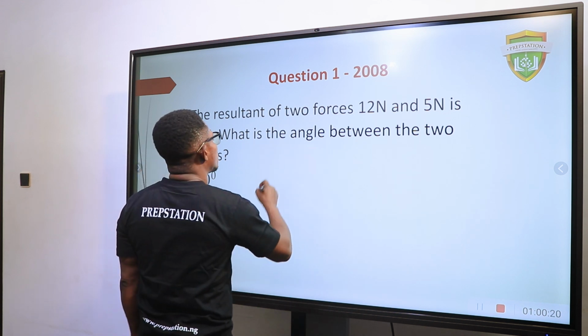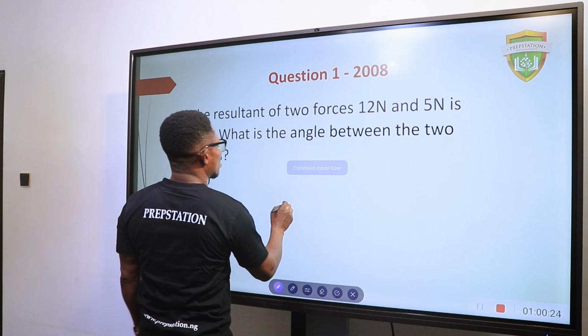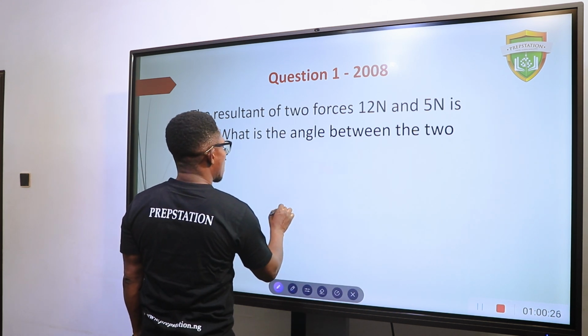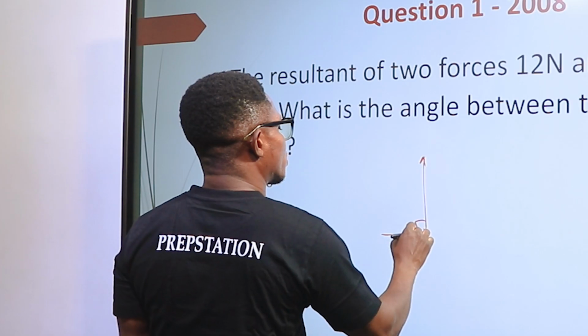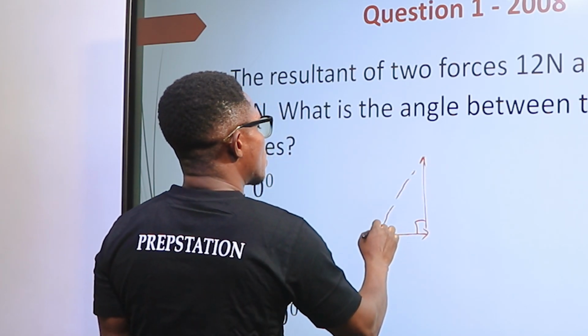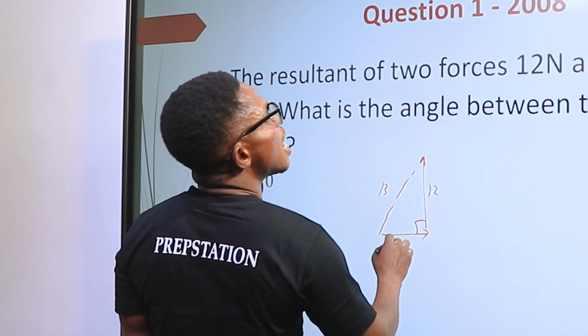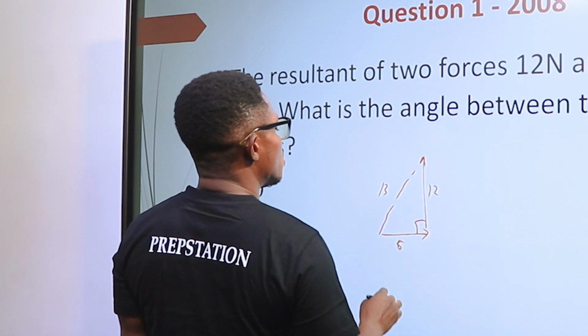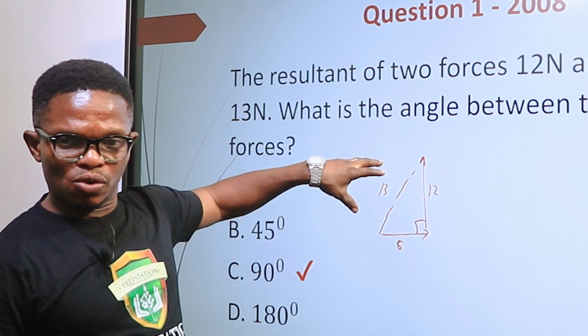Why is it 90 degrees? Let me show you that again. It's 90 because they are perpendicular. It's 90 because the two vectors are what? Perpendicular. How do I know that they are perpendicular? We were told this is 13, this is 12, and this is 5. So if they are perpendicular, it means I can use Pythagoras theorem to resolve it.